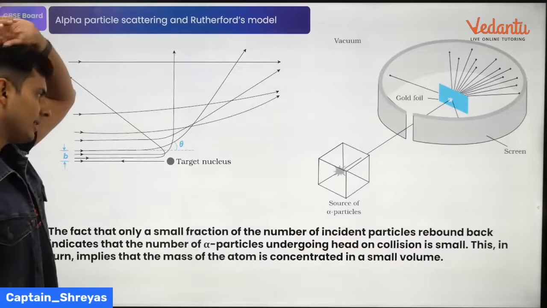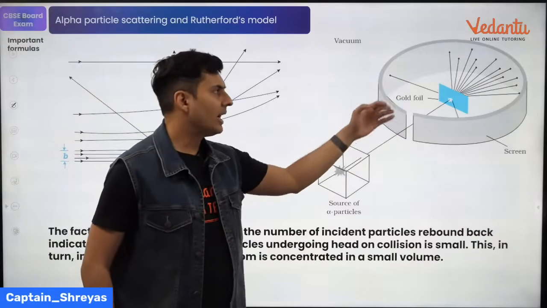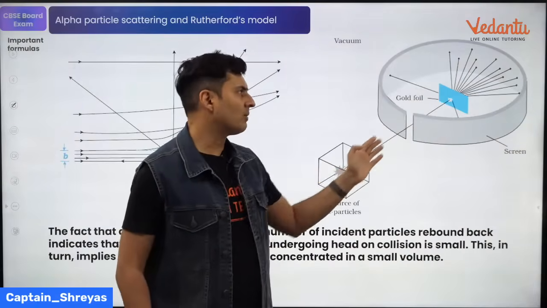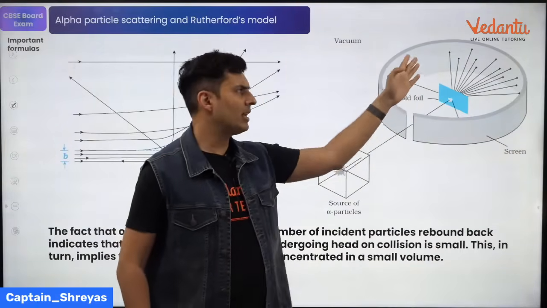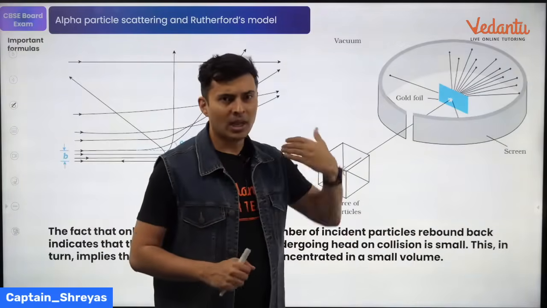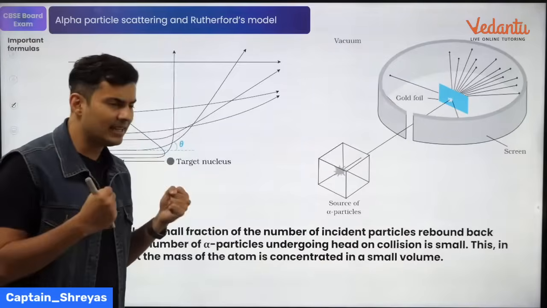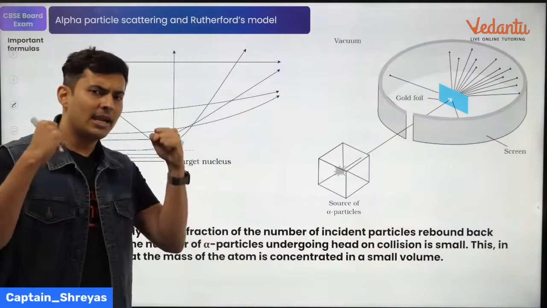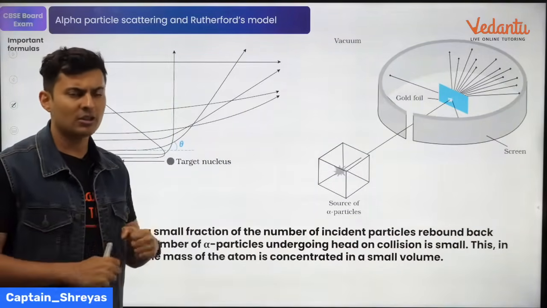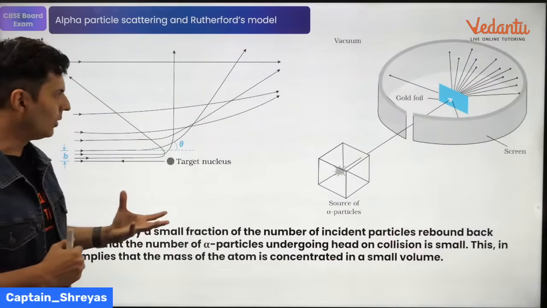So you will see things like there is a source of alpha particles, it passes through a slit and hits a gold foil. Most of the rays go undeviated, some rays deviate by a small angle, very few rays turn back and hit on the opposite side. That's because the nucleus is very dense and positively charged, and even alpha particles are positively charged. Most of the atom is empty, that's why most particles go through the gold foil.